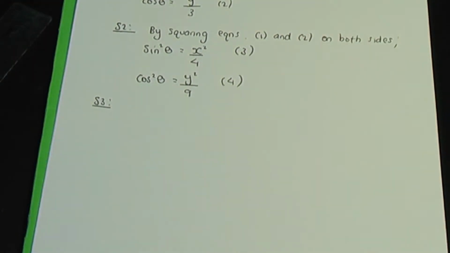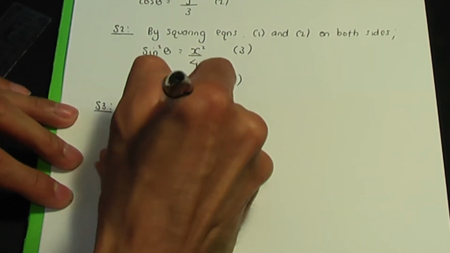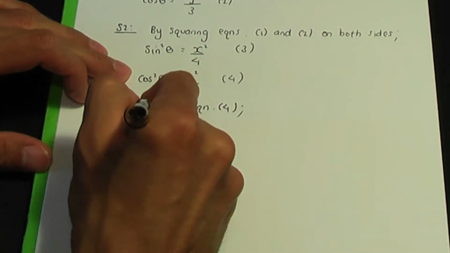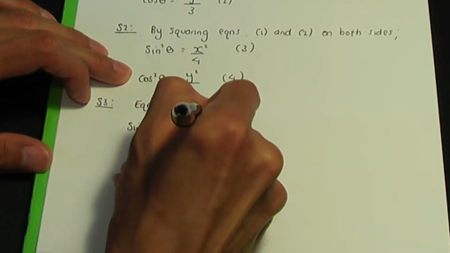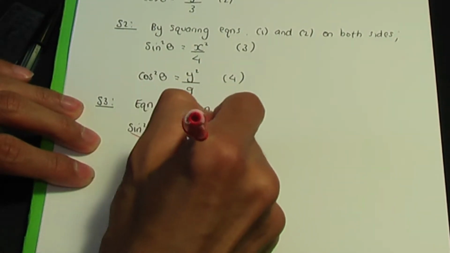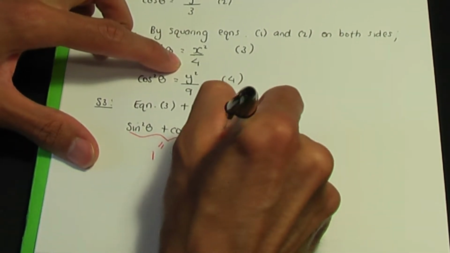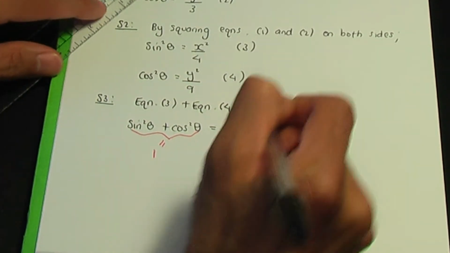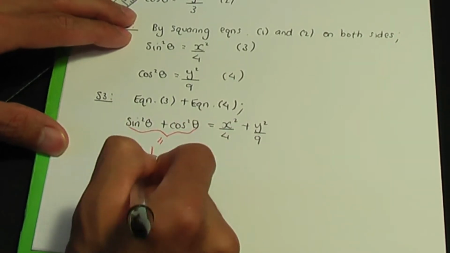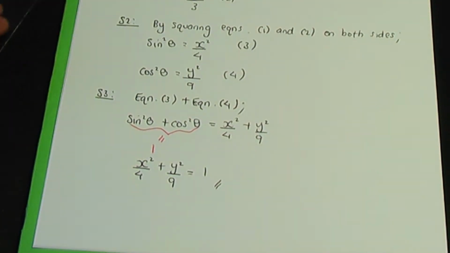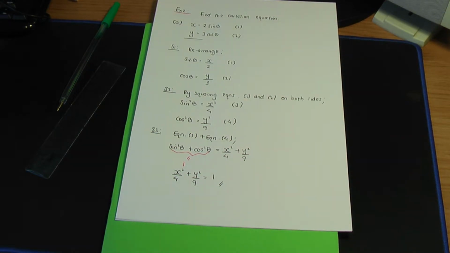So the identity, remember, that we're going to use is cos squared plus sine squared is equal to 1. So in the next stage I'm going to add equation 3 to equation 4 so that we can use the identity. If I add, the left hand side is going to be sine squared theta plus cos squared theta. So remember, according to the identity, that equates to 1. And on the right hand side, when we add, we'll have x squared over 4 plus y squared over 9. Okay, so our Cartesian equation therefore will read x squared over 4 plus y squared over 9 equals 1. Okay, so that completes part A.